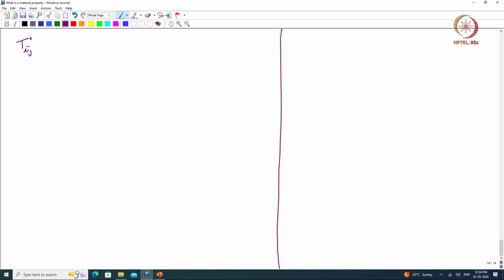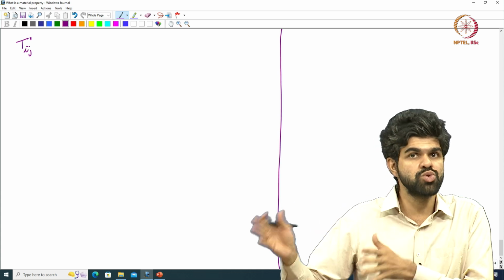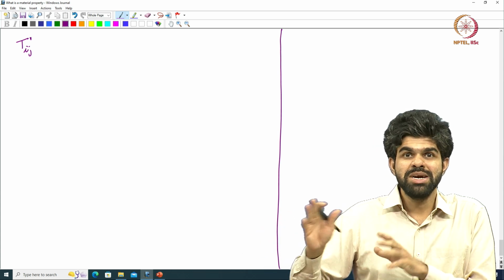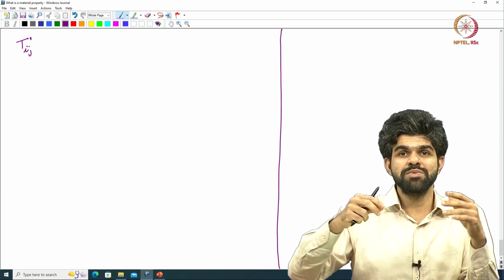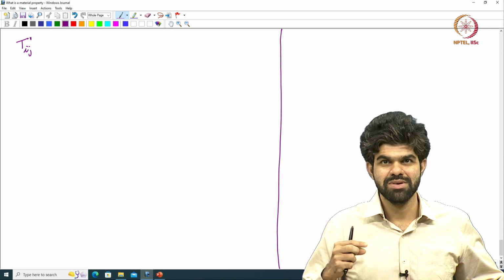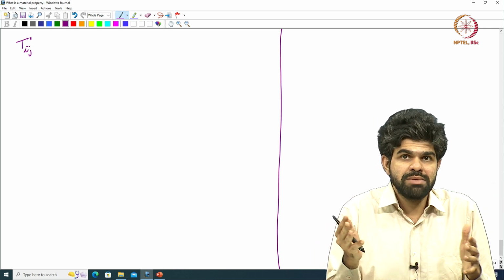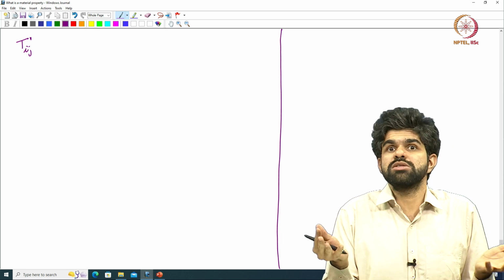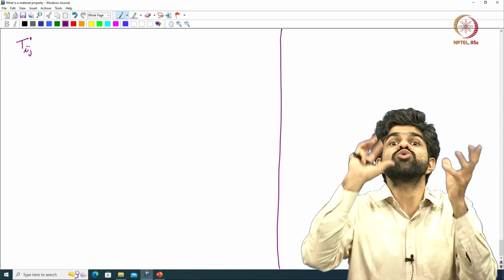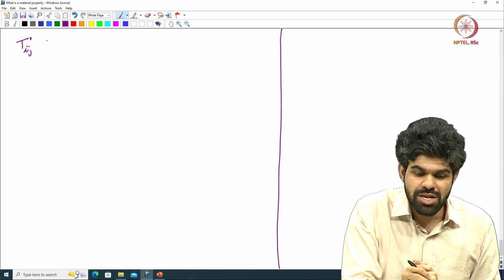So, what is the new tensor, the new property that I am seeing in this new coordinate system? I am measuring the property with respect to a newer coordinate system. So, I will measure a different property, but not because the property itself has changed; it is because my coordinate system has changed. So, how does it transform?